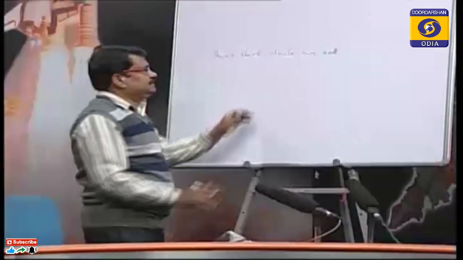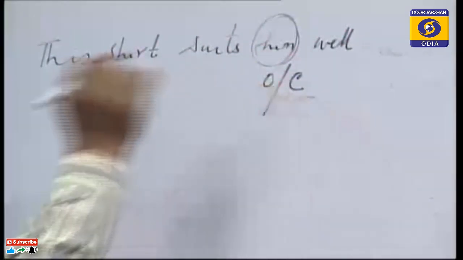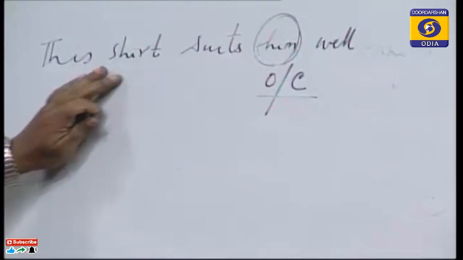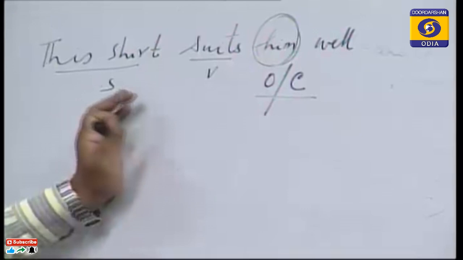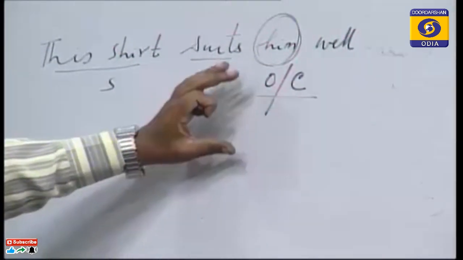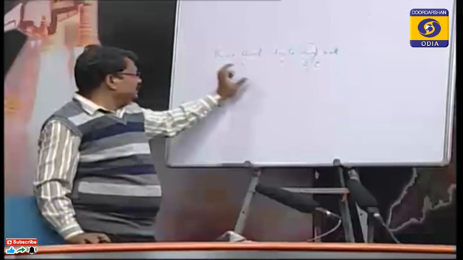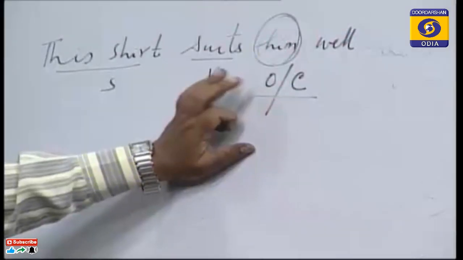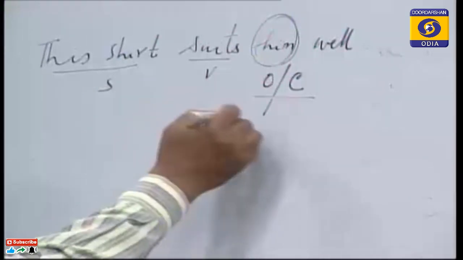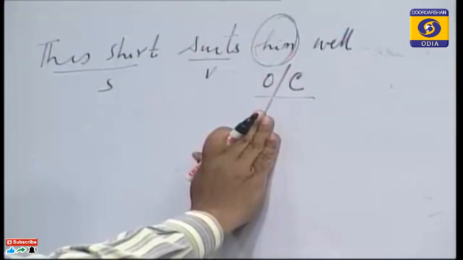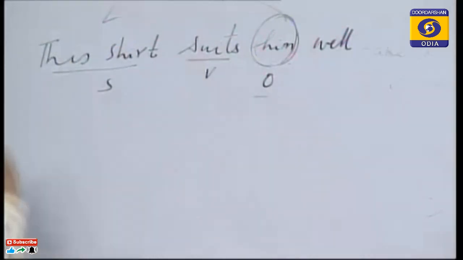If the question arises like this, what is this? Is it an object or a complement? The shirt is, of course, the subject. This is the verb, no doubt. This is the subject, this is the verb. But the shirt suits him well. Is it an object or a complement? That is the trickiest question. So this one is, of course, the object. But this cannot be passivized. You cannot make this passive.